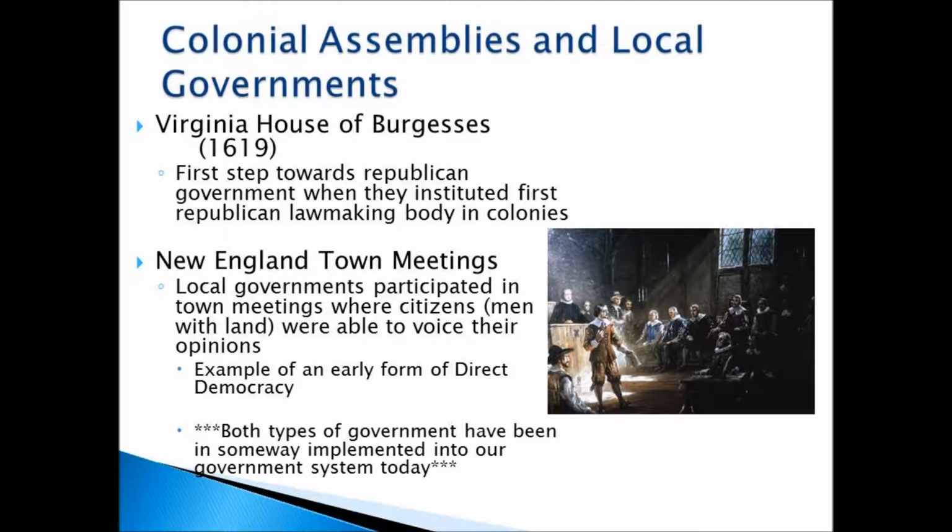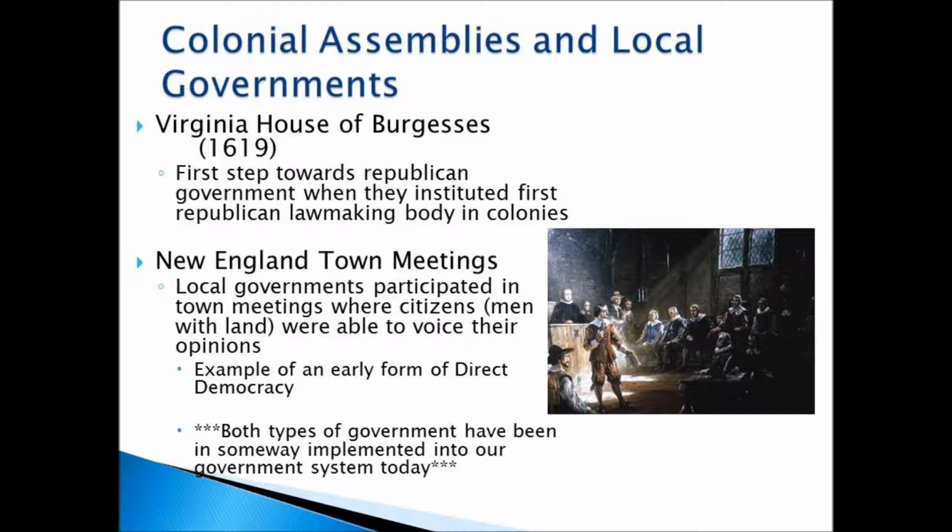Colonial assemblies and local governments. These are your early types of governments in America. You have the Virginia House of Burgesses, which starts in 1619, which is the first step towards republican government when they instituted the first republican lawmaking body in the colonies. Really what you have here is people representing the ideas of a group of people, right? In Virginia, each town elected one representative to go to meet in this assembly to represent them. And this was a republican ideal because you are voting for someone who will go and represent you.